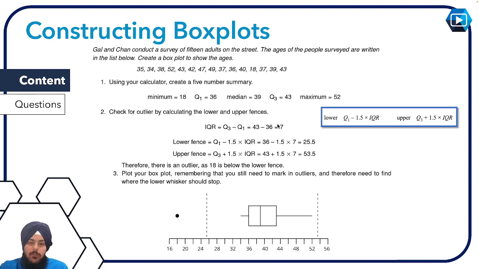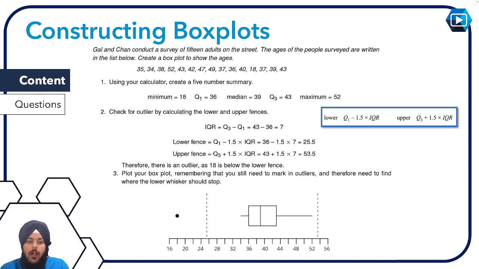The way that IQR can be found is Q3 minus Q1, so the upper quartile minus the lower quartile. In this case, when we find IQR, it gives us 7. Therefore, when we sub the numbers into the equation, Q1 minus 1.5 times IQR, or 36 minus 1.5 times 7, we get 25.5. And then when we calculate the upper fence, we get Q3 plus 1.5 times IQR, which is equal to 43 plus 1.5 times 7, which is equal to 53.5.